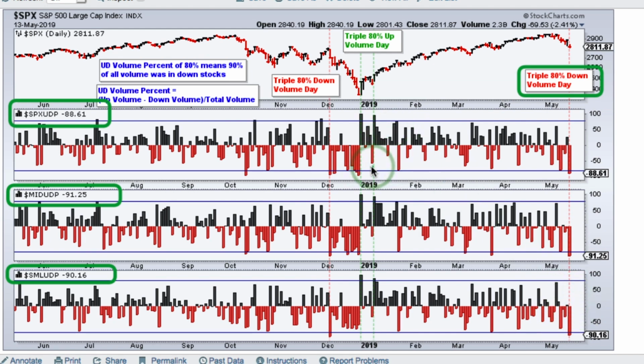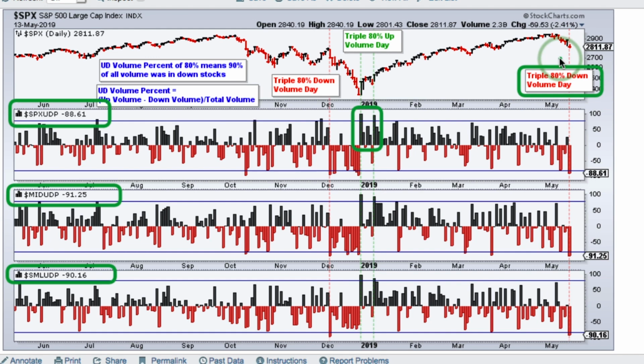And you can see the last time we got such readings was in December, and that December decline kicked off a decline throughout the month. But when we got the bottom, notice that we had two 80% up volume days in all three indexes, S&P 500, 400, 600. So we got one in late December and one in early January, and that kicked off this big rally.